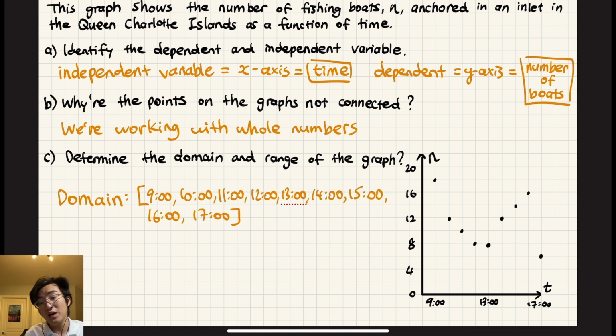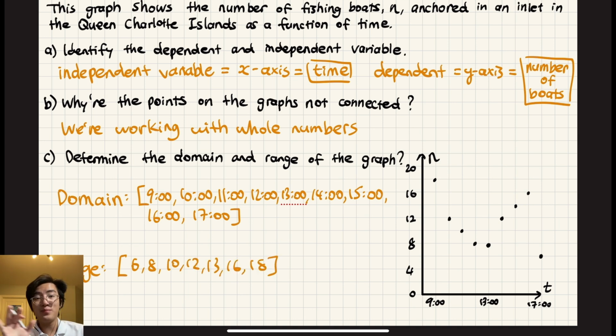And our range is all the y values. So we can see we got a 6 right here, we got two 8s, we got a 9, we got a 12, another 12 here, that's 14, we got 16, and then we got 18. We don't repeat the range. If you have a repeated value, we just write it once. Let's start from the bottom. We have a 6. Here we have two 8s, but we just write 8 once. So that's pretty much it.